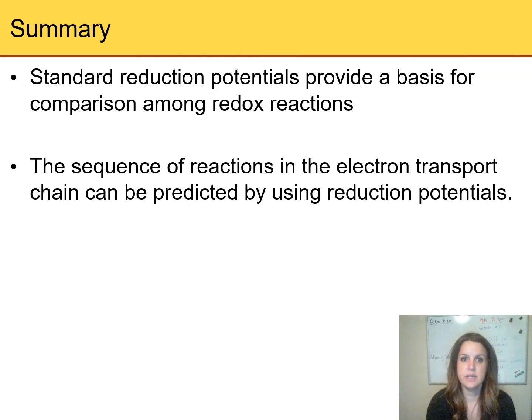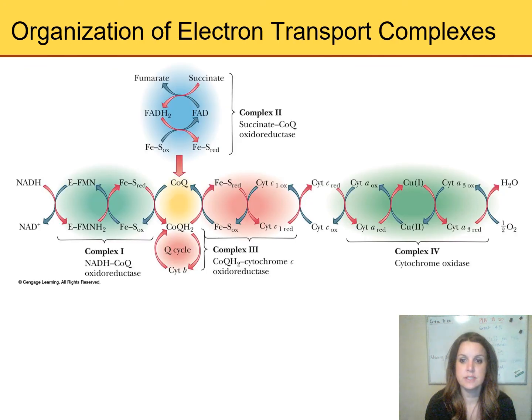So basically, standard reduction potentials provide a basis for comparison of redox reactions. And we know the sequence, or we can figure out the sequence of the electron transport chain based on using these redox potentials. So basically, we see that electrons are going to be transported from a molecule that has a low redox potential to a molecule that has a high redox potential. And what you're going to see is that the electron transport complexes are organized in order from more negative redox potential to more positive redox potential.